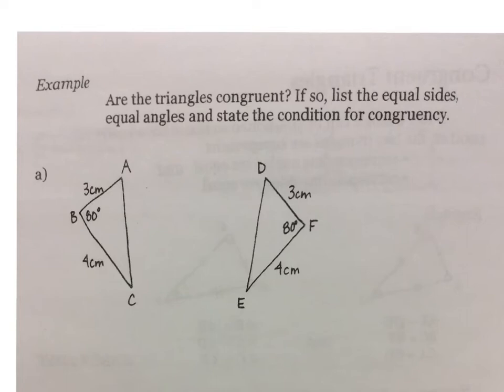So we're starting a brand new unit on trigonometry, and this first part of trigonometry covers congruent and similar triangles. Now you've talked about congruent figures probably since elementary school. Congruent means they're identical, so they have the same angles and the same side lengths.